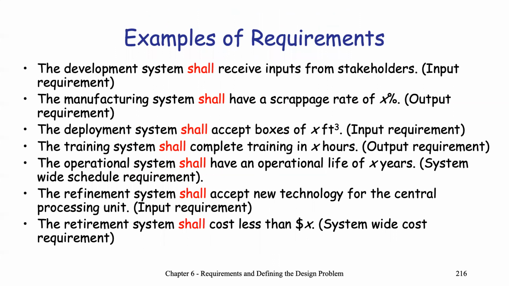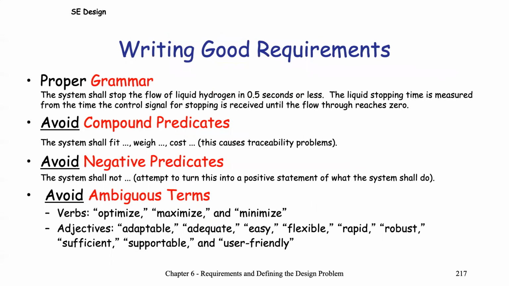So here are some examples. The development system shall receive inputs from stakeholders. The manufacturing team shall have a scrappable rate of something. The deployment system shall accept. The training system shall complete training. The operational system shall have an operational life of a certain number of years. The refinement system shall accept new technology for the central processing unit. The retirement system shall cost less than a certain dollar amount. So just some examples for you to be thinking about. Use proper grammar and avoid compounds.